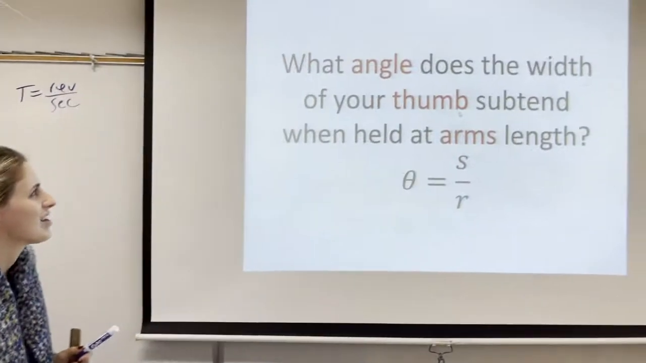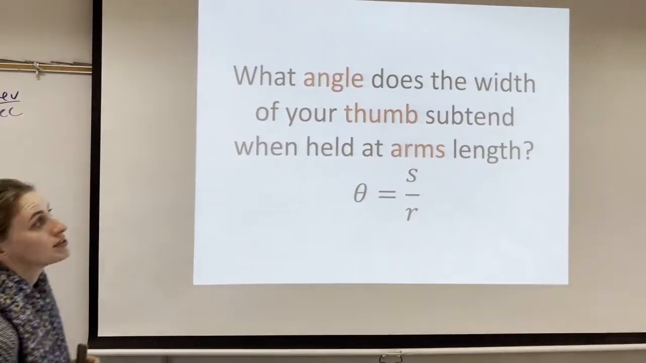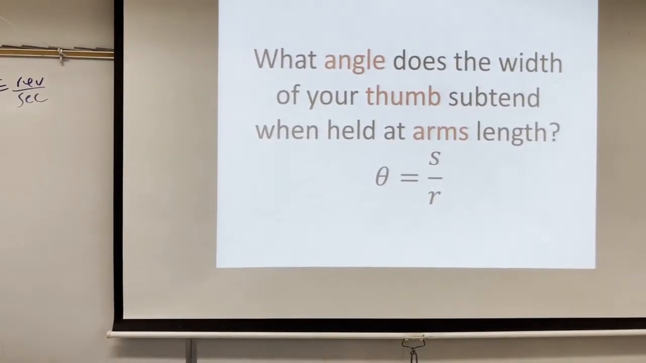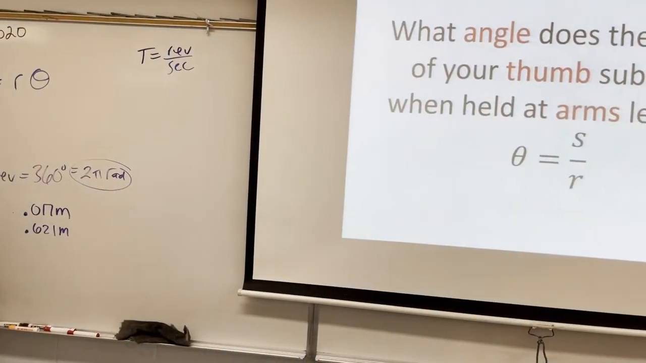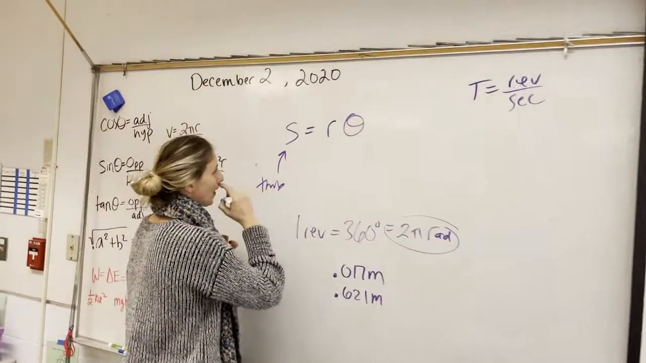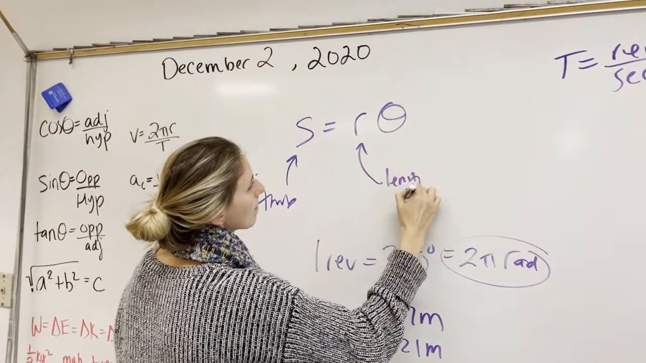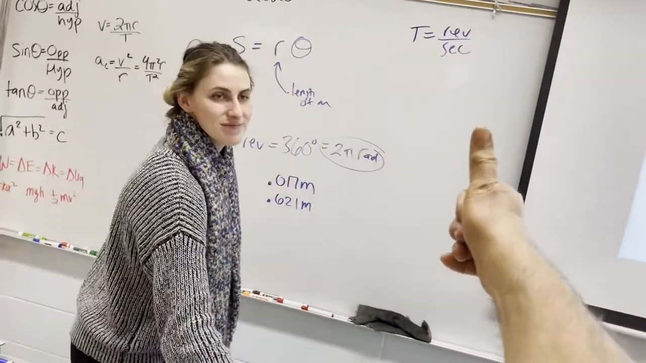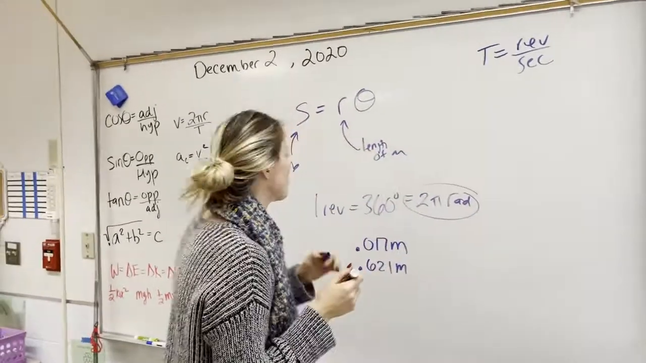What do we do with these? What angle does the width of your thumb subtend, take up, when held at arm's length? So S is the arc, that would be your thumb, and R is how long your arm is. If you take your thumb at arm's length, what happens to that angle as it gets closer? It subtends a larger angle. It takes up a larger angle.